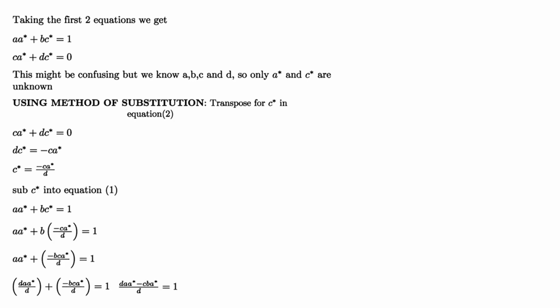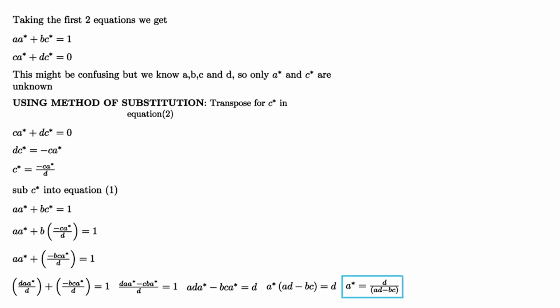Now we can transpose by bringing D from the left hand side over to the right hand side, which gives us A times D times A star minus BC times A star equals D, right? And now we can factor out A star out of the expression on the left, which means A star times AD minus BC is equal to D, right? And now we transpose for A star, which means that A star is equal to D divided by AD minus BC.